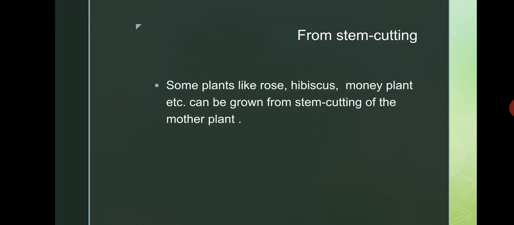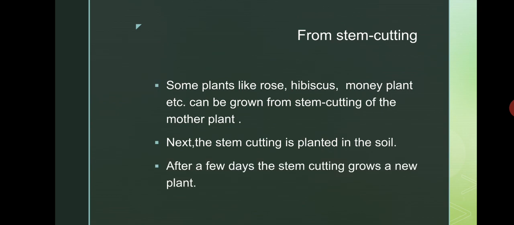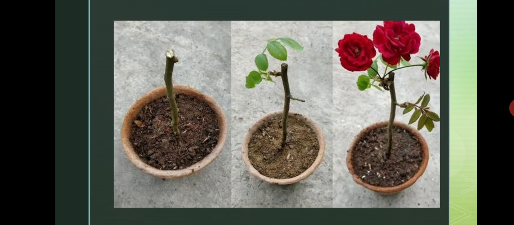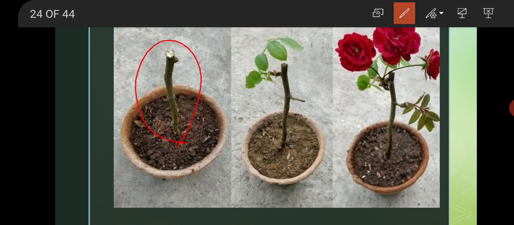First, from stem cutting. Some plants like rose, hibiscus, money plant, etc. can be grown from a stem cutting of the mother plant. Next, the stem cutting is planted in the soil. After a few days, the stem cutting grows a new plant. Look, here the stem cutting is put in the soil. Here leaves come out from the stem cutting, and at last a new plant develops from the stem cutting.